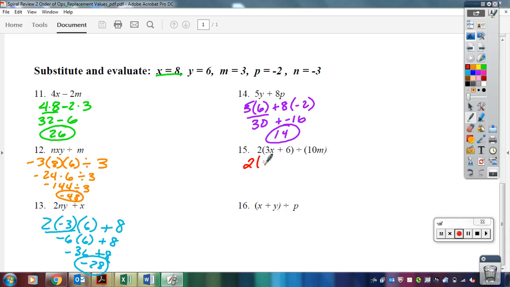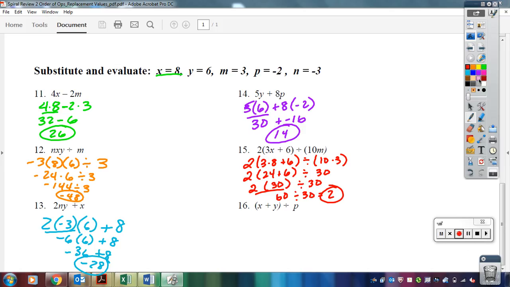Plugging in, 2 times 3 times x, which is 8, plus 6, divided by 10 times 3, m is 3. Inside the parentheses, 3 times 8 is 24. 24 plus 6 is 30, so 2 times 30, divided by 10 times 3, which is also 30. This ends up being 60 divided by 30, which is 2. And the last question, we'll do it in pink. X, which is 8, plus y, which is 6, divided by p, which is negative 2. 14 divided by negative 2 is negative 7, and that's it for this spiral worksheet.